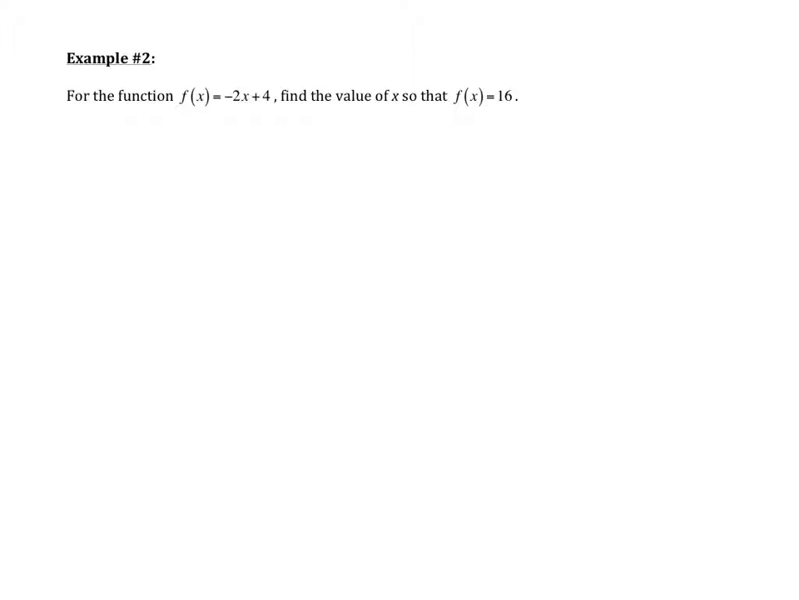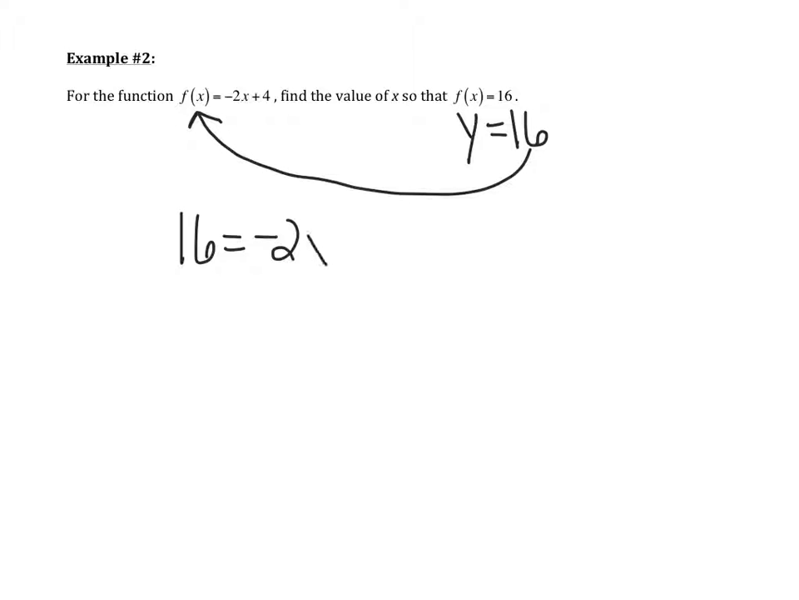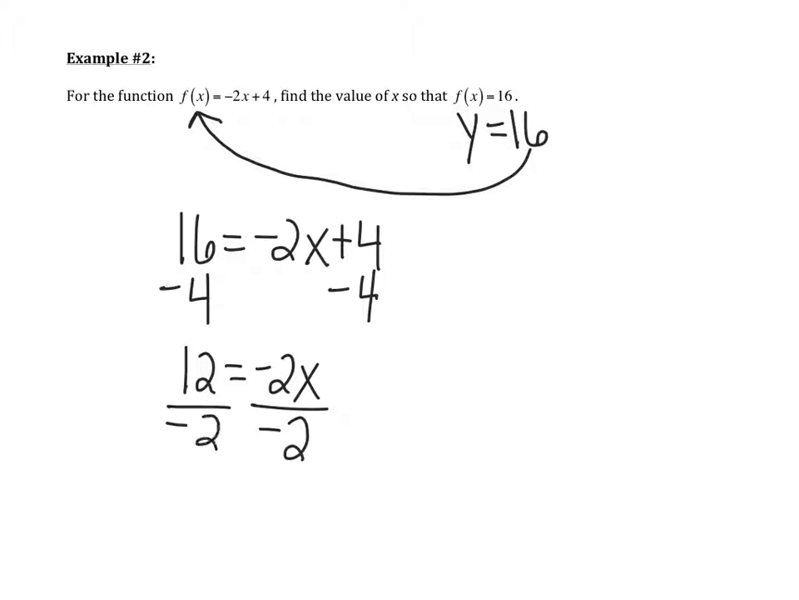Remember, f of x is another way to say y. So when it says f of x equals 16, that's just saying y equals 16. So it's kind of like the opposite of the last problem. This time we're going to put 16 in for the f of x and then solve for x. So I'm going to have 16 equals negative 2x plus 4. I'll subtract 4 from both sides. 16 minus 4 is 12, equals negative 2x. Divide both sides by negative 2. 12 divided by negative 2 is negative 6.